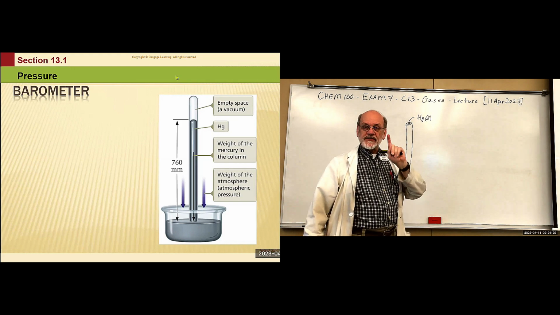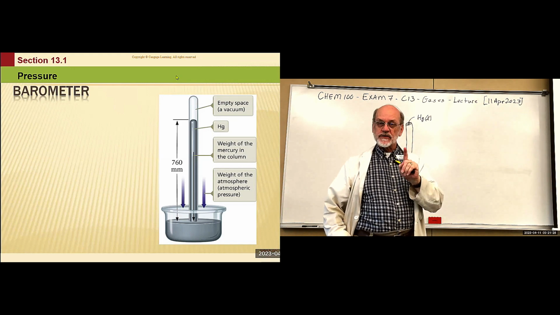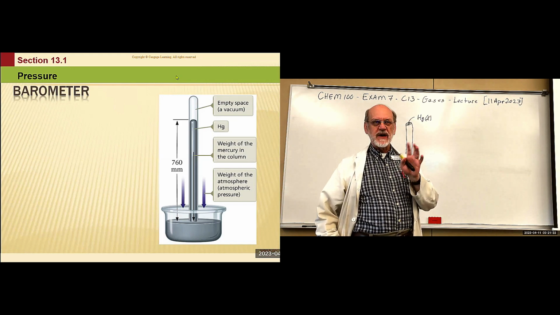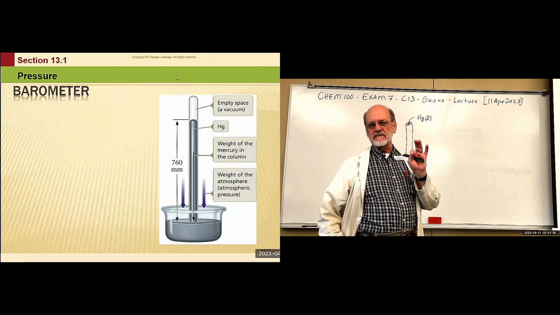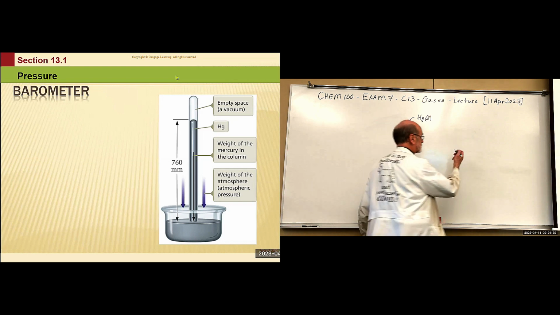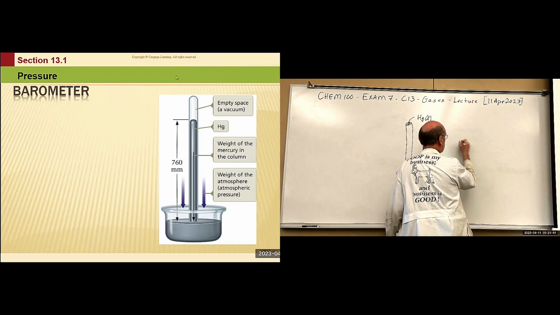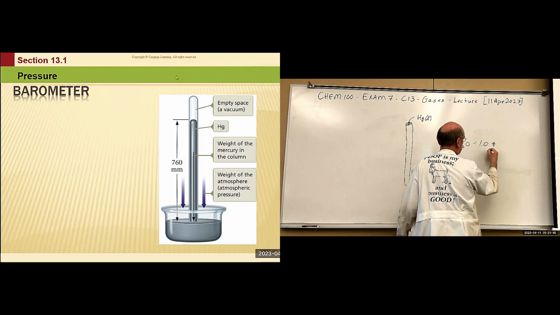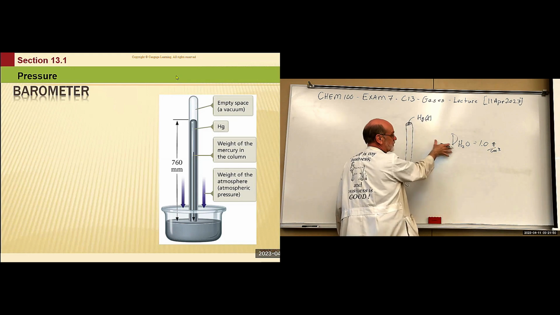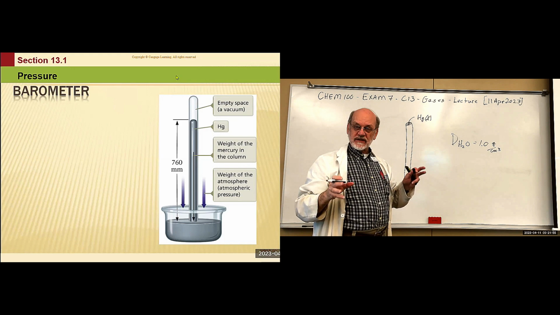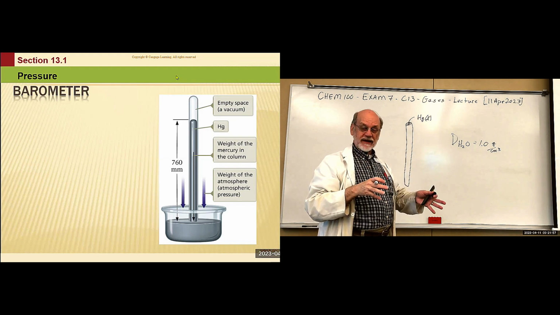But what set mercury apart from other liquids was its density. Mercury is very dense. It's about 13.5 grams per cubic centimeter, which is very high, because water, right? The density of water is about 1 gram per cubic centimeter. So if this one's 13.5 times that, what was the advantage to Torricelli?